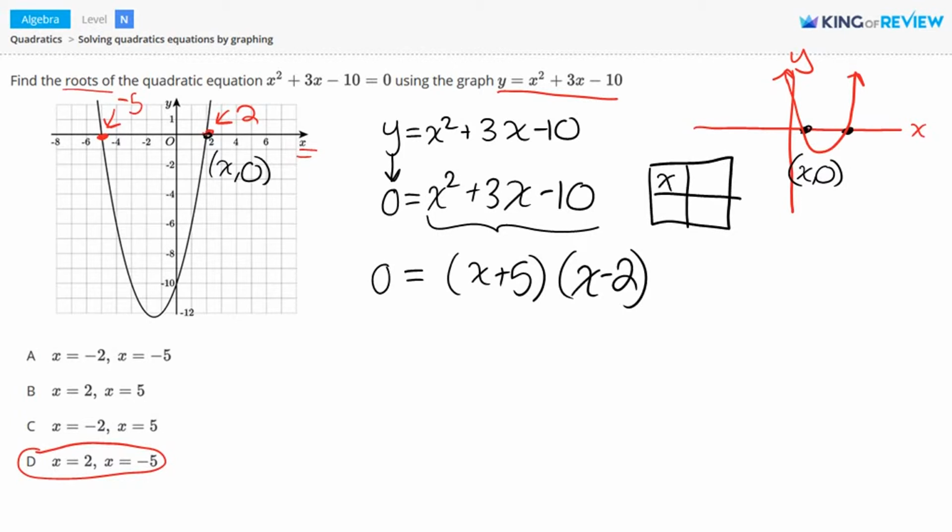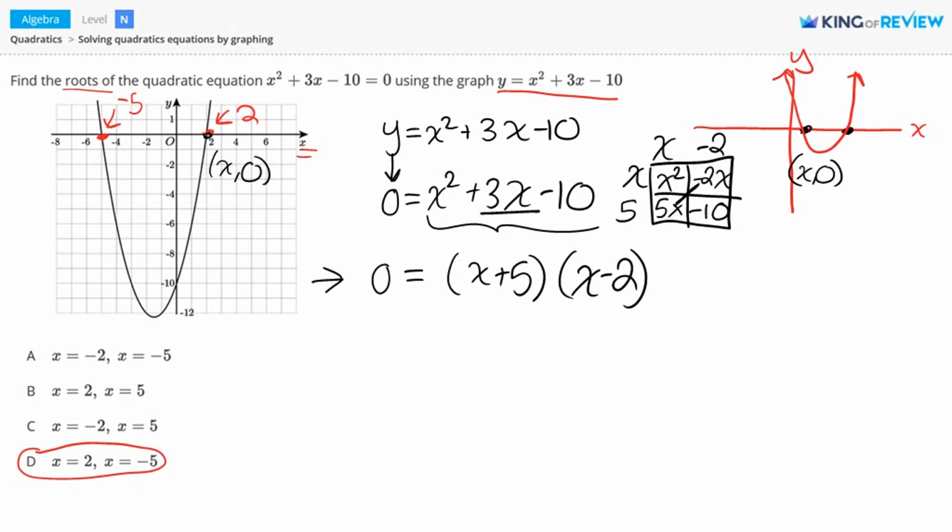If we put our x squared term here, which is x squared, and our constant term of negative 10 here, x times x gives us x squared, and one option for getting negative 10 is 5 times negative 2. Filling out the rest of the box, 5 times x is 5x, and x times negative 2 is negative 2x. When you add these two boxes together, 5x plus a negative 2x, you get 3x here. So that's how I got 0 equals x plus 5 times x minus 2.